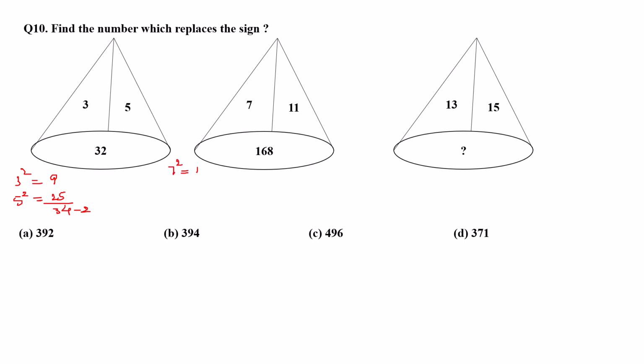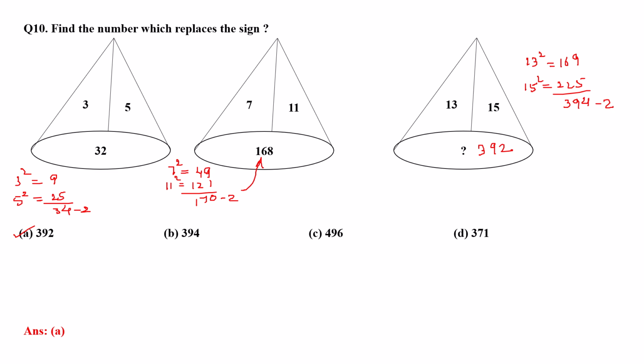So 7 square is 49 and 11 square is 121. If I add them, I get 170, and 170 minus 2 is 168. It means I have to follow the same pattern here. So 13 square is 169, 15 square is 225, and if I add, I get 394. Now subtract 2 from it, so I get 392. So the correct option is option A, right? So like this, you have to find the pattern in the cases already given, and then get the required answer.